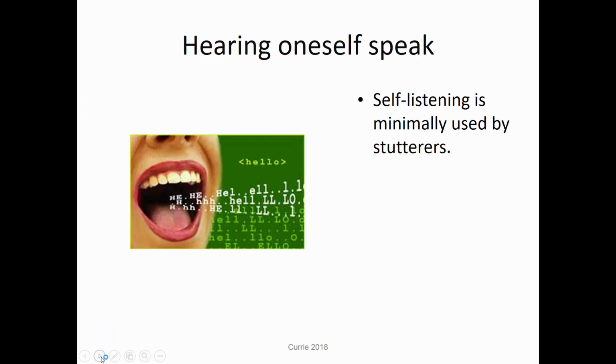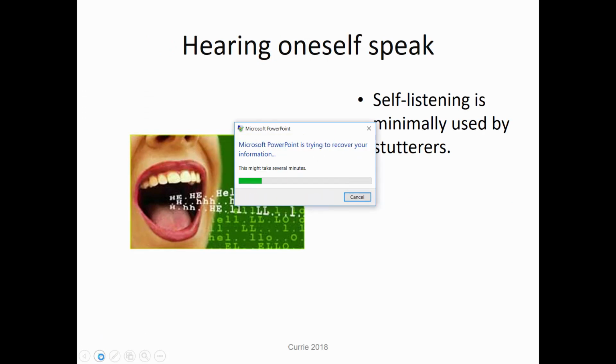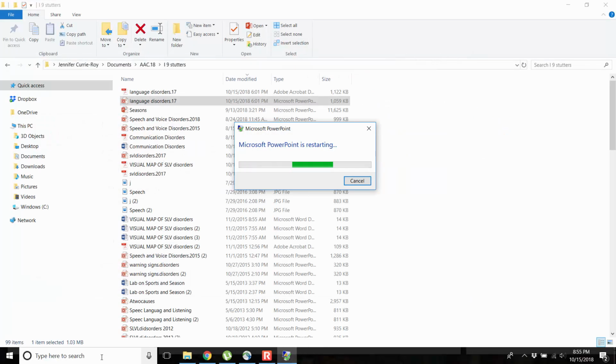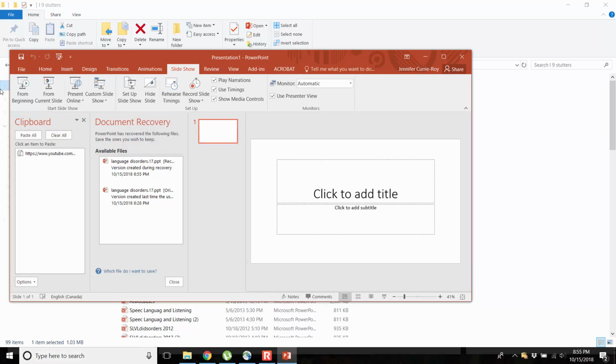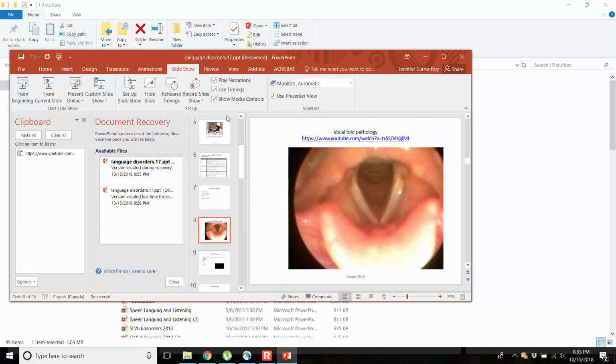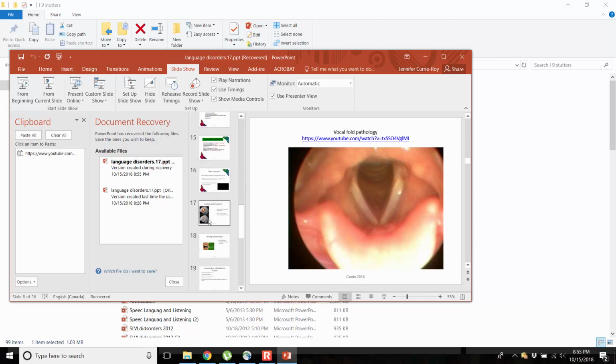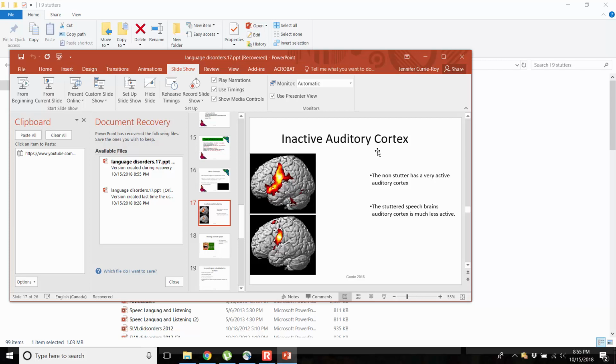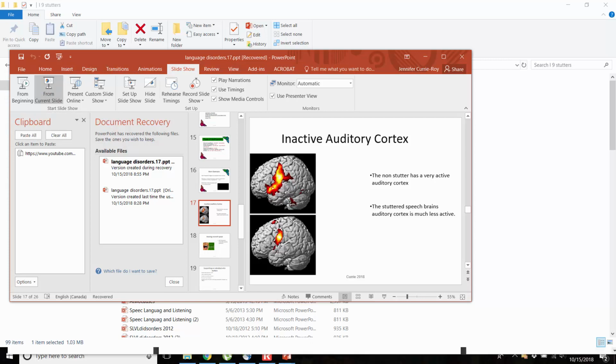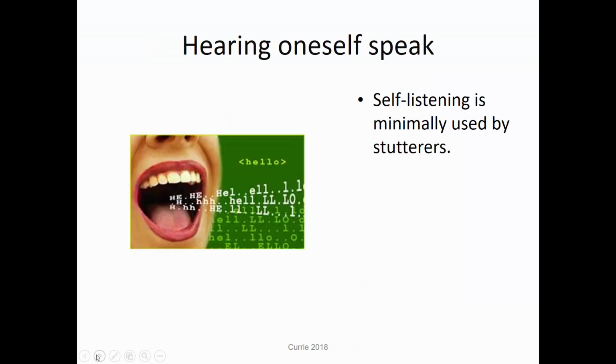And we're not quite sure, is it because the person with disfluent speech is not enjoying listening to their own voice, so they purposefully don't listen? Or is it because they hear it really well and they choose not to listen? So we're actually not sure which it is, but we do know that self-listening is minimally used by people who stutter. So activation in the hearing center, the temporal superior lobe, is much, much weaker in stutterers than in non-stutterers. And so whether this is a cause or whether it's a compensation, we're not quite sure.